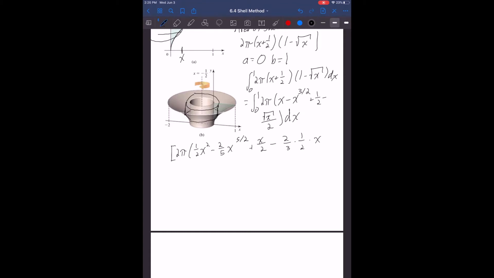So we have 2/3 times 1/2 times x to the 3/2, evaluated from 0 to 1. If you plug all this in and do all of the algebra, this turns out to be 8 pi over 15. Okay.